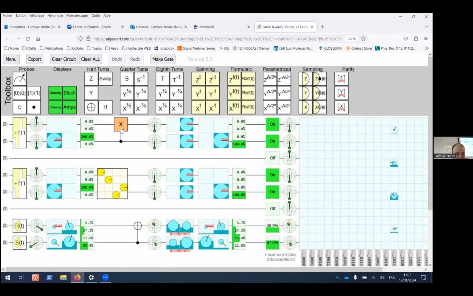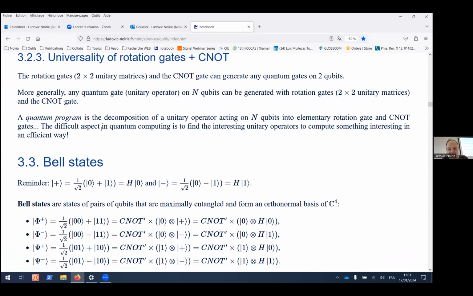And what is a quantum program in quantum computing? It is a way to decompose a unitary operator that acts on n qubits into elementary rotation gates and CNOT gates. There are two difficult aspects. The decomposition of the unitary operator in elementary operators is something difficult, and also, what is written here, to find interesting unitary operators to compute something that is interesting in an efficient way.